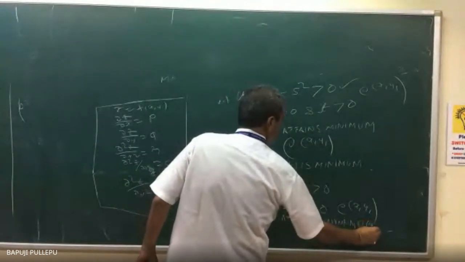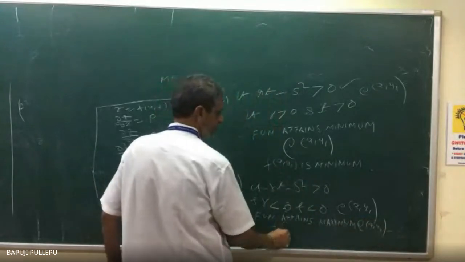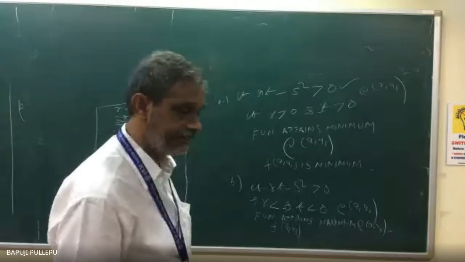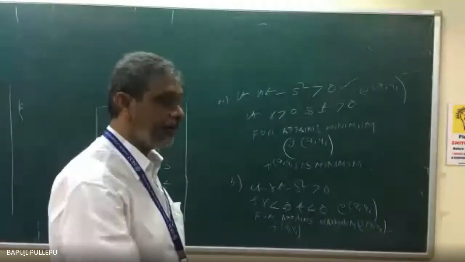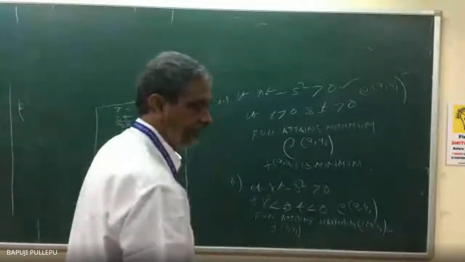Maximum at x1, y1. Now, what is the maximum? F of x1, y1. Clear? Yes, sir. So, at this point, I am reaching the maximum. What is my maximum? F of x1, y1.